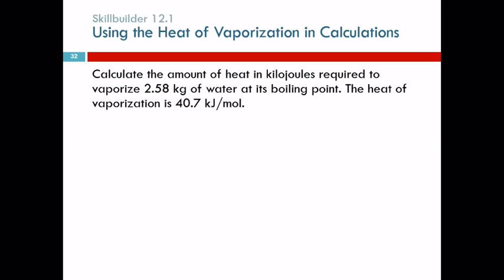This comes down to being a dimensional analysis problem. You've got 2.58 kilograms of water. And what are they asking me for? Kilojoules of heat. So over here, I want kilojoules. How can I get from kilograms to kilojoules? Well, what other piece of information do we have? Kilojoules per mole. So if we had moles, then we could get to kilojoules, using this as a conversion factor. How could we get from kilograms to moles?